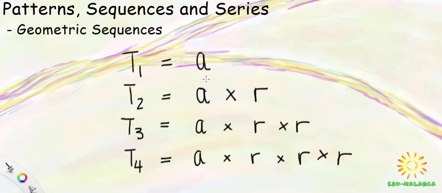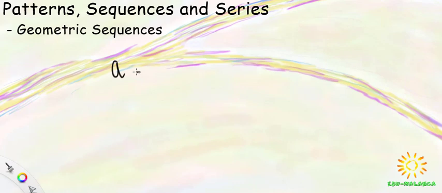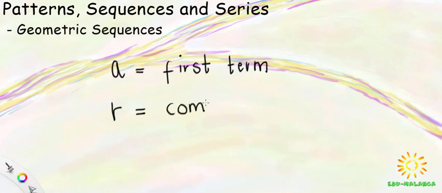So what are the two variables that we've looked at? We've got the variable A and we've got the variable R. Let's define them. A is the first term or the initial term of the sequence. It's always important to define the first term because it tells you where the sequence starts. And R is the common ratio. The common ratio is what you multiply the current term you are looking at by in order to derive the next term of the sequence.